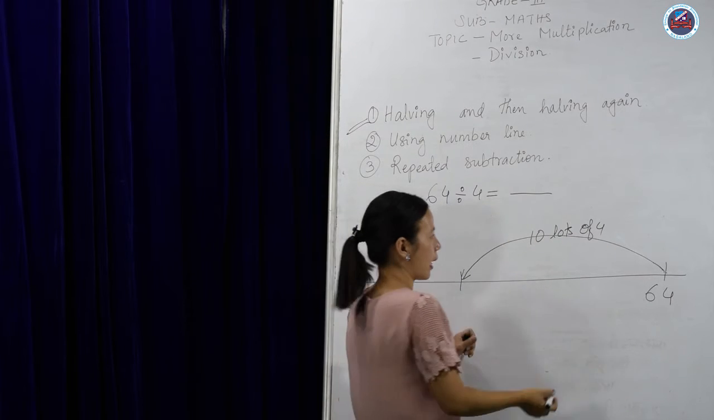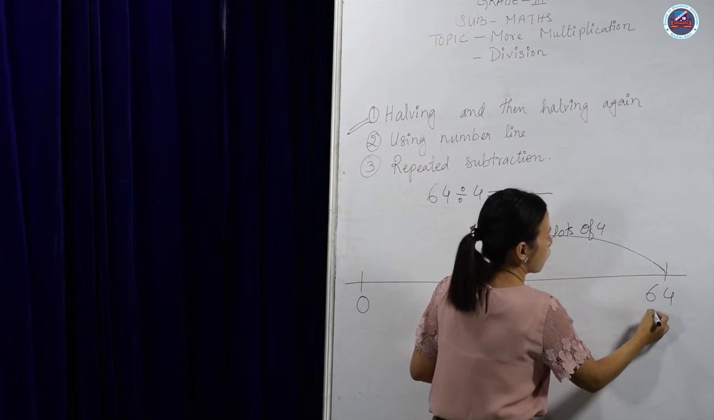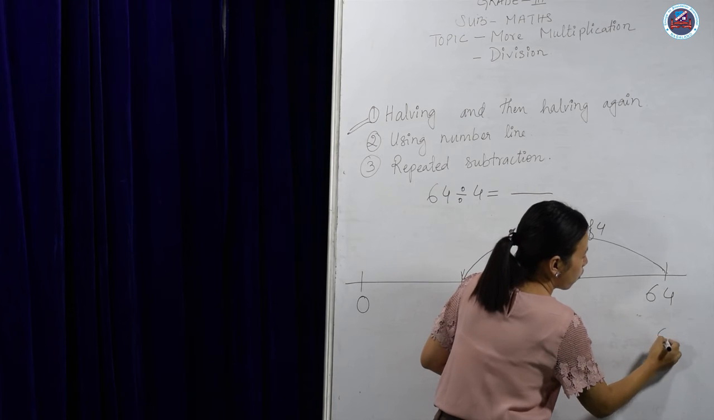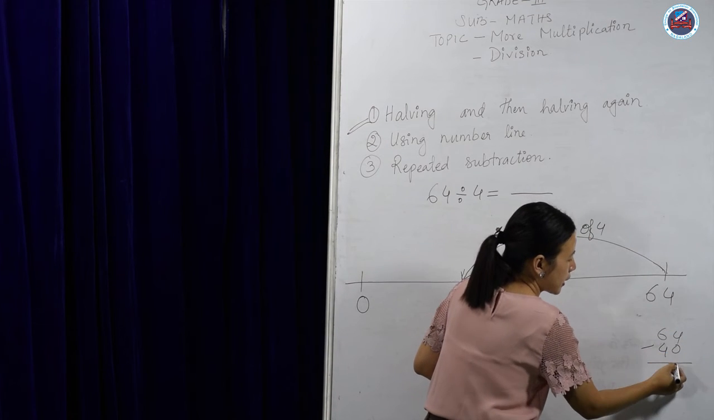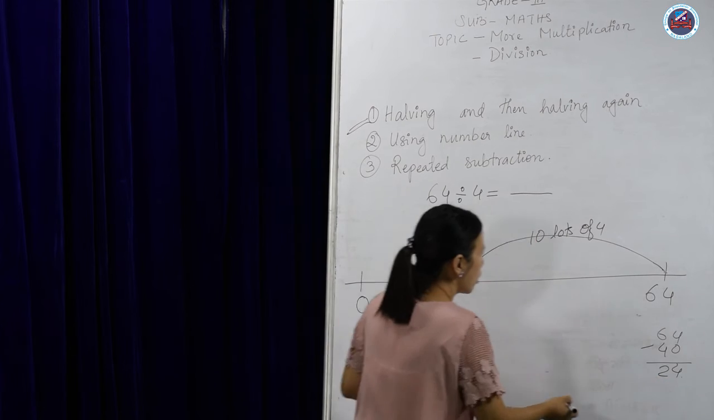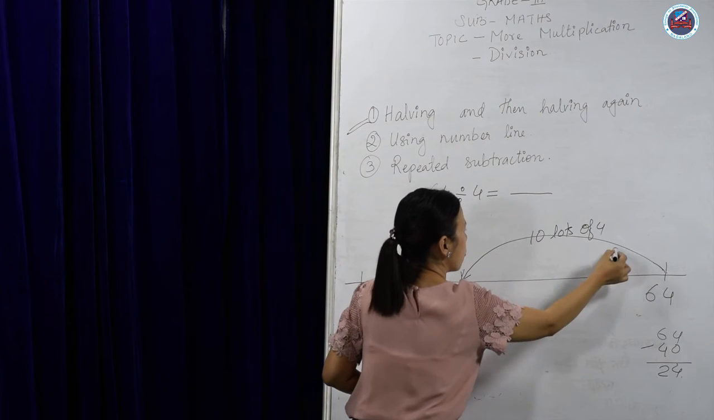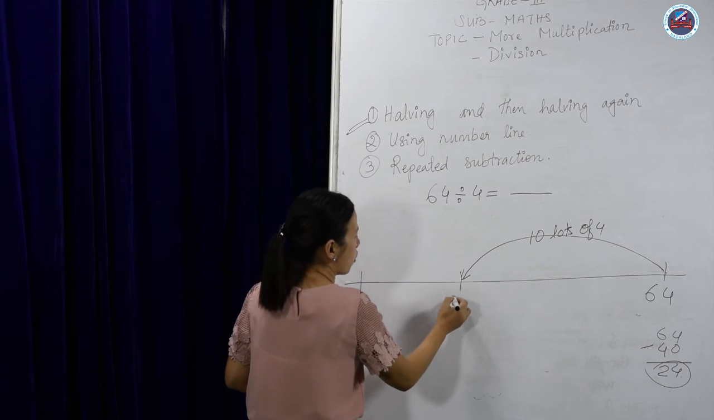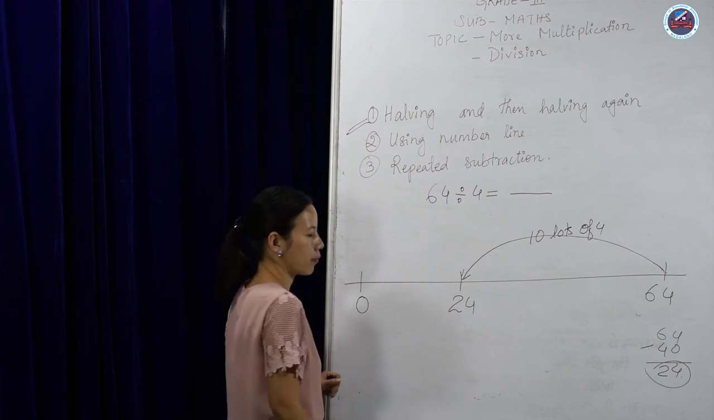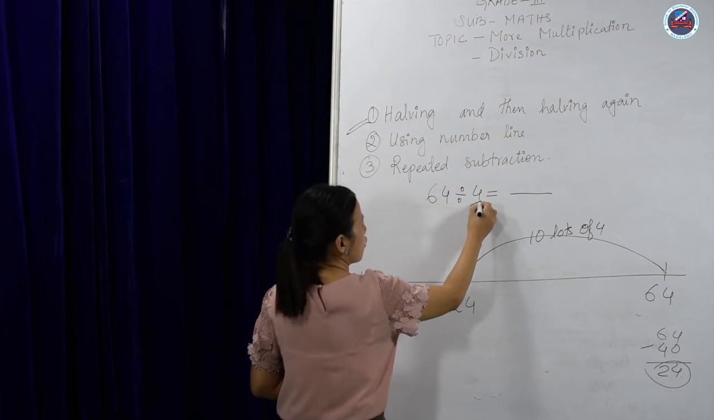What is the answer that I get? I know 10 lots of 4 is 40. So from 64, if I go back 40, what is the answer? I get 24, right? So if I go back 4, 4, 4, 10 times, I get the number 24. So I write here 24. Done? And then let's read the table of 4.